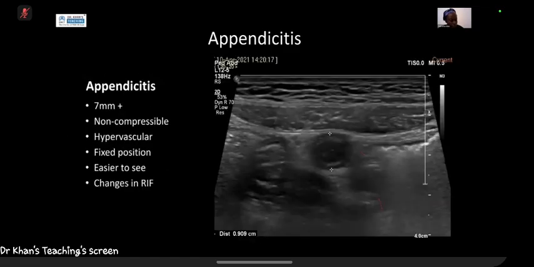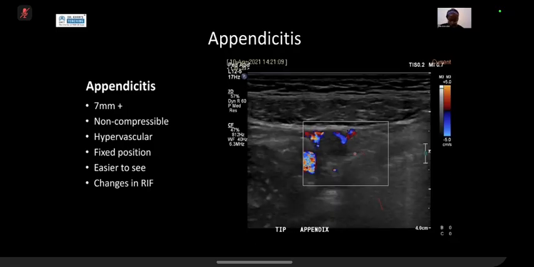When you've found your appendix, if it's an appendicitis, you'll see that it's more than 7 millimeters in diameter, which you can see in this case. You won't be able to compress it. It'll be hypervascular, like we saw on the initial case, and it won't move. It'll be in a fixed position.